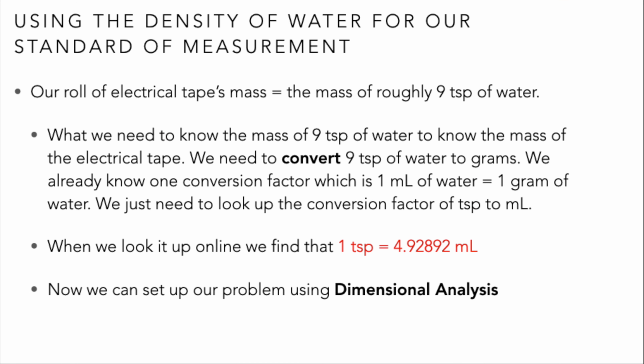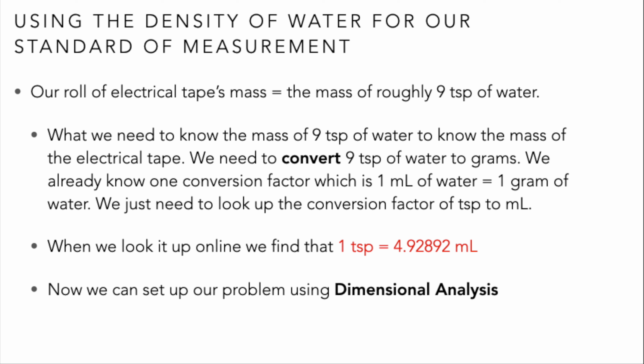We can use that to figure out the exact mass of our electrical tape. So how do we use this information? Well, we know that our roll of electrical tape's mass is roughly equal to 9 teaspoons of water. What we need to know is the mass of 9 teaspoons of water, converted to grams. We already know one conversion factor, which is 1 milliliter of water equals 1 gram of water. Now we just need to look up another conversion factor, which is how many teaspoons are equal to a milliliter. And we can use dimensional analysis to solve the rest.